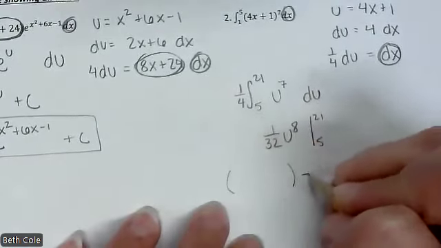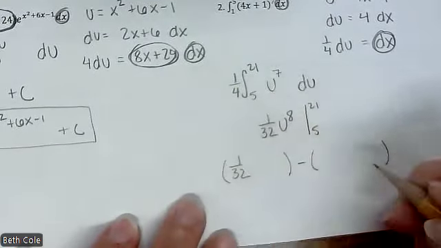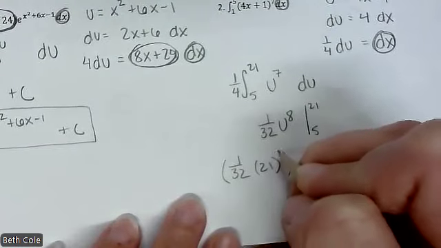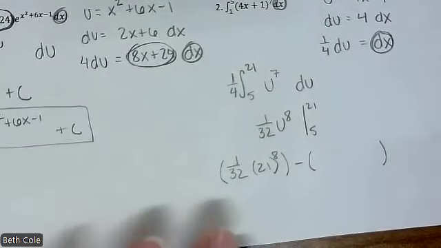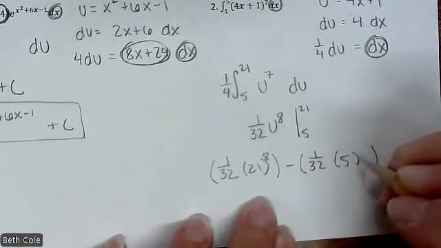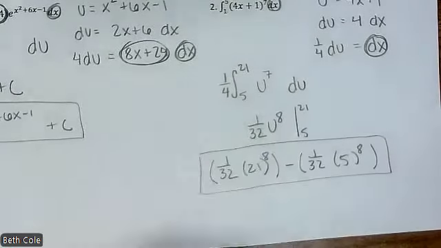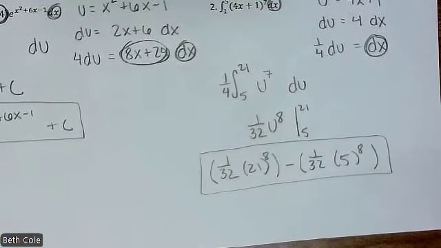You're going to do fundamental theorem of calculus, which is upper minus lower. So it's going to be 1 over 32, 21 to the 8th, whatever that is, a very large number, minus 1 over 32, 5 to the 8th. And it is not multiple choice on your quiz, so you can simply leave it alone.